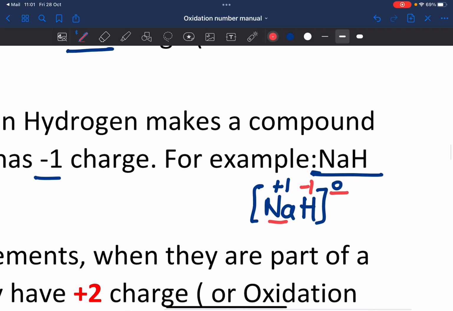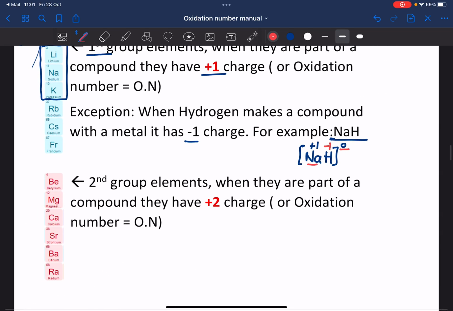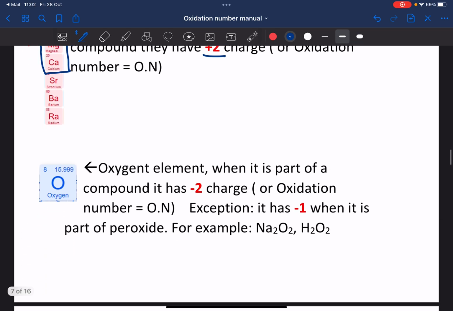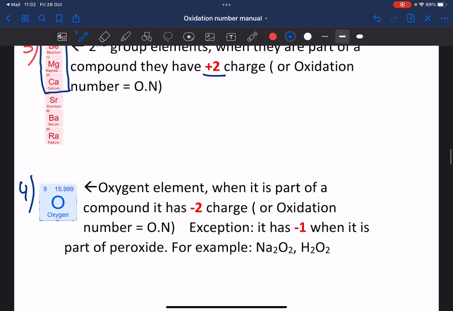Okay, so we move on to the third rule, which is the second group elements. So we have these guys in here: beryllium, magnesium, calcium. I want you guys to check out these three mainly. Remember that these guys are always +2. Okay, and then we have the fourth one. Oxygen is -2 charge. The only exception is when we have a peroxide, but 95% of the time oxygen is -2. Just memorize this.